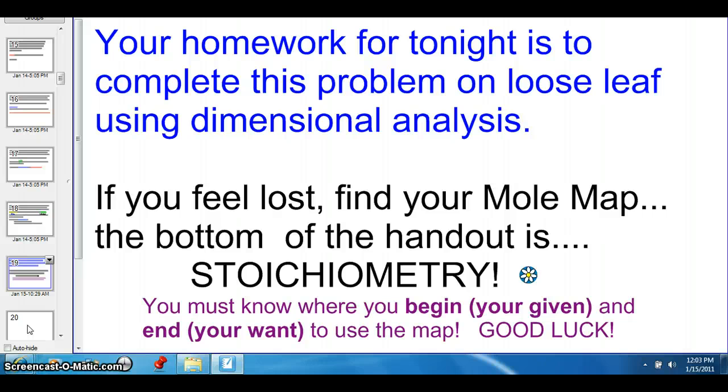If you're lost, 2 things to look at. Look at your book, sections 1 and part of 2, and then also your mole map from the beginning of the year. From chapter 3, look for your mole map. They have 3 parts to it. The bottom part is stoichiometry.